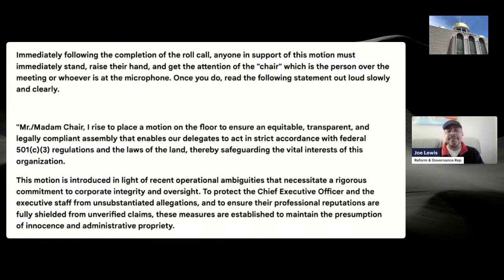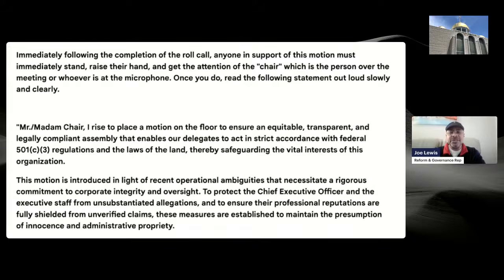Once the roll call is completed and a quorum is set, you want to simply stand up and say: Mr. Chair, General Assembly Secretary, Mr. Chair, I rise to place a motion on the floor to ensure an equitable, transparent, and legally compliant assembly that enables our delegates to act in strict accordance with federal 501c3 regulations and the laws of the land, thereby safeguarding the vital interests of this organization.